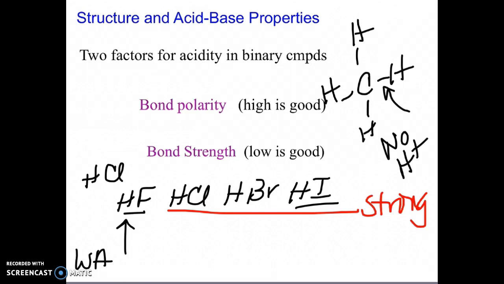HF is weak. The reason why HF is a weak acid is because fluorine is so electronegative that it is able to hang on to this hydrogen more strongly than the other halogens, chlorine, bromine, or iodine, can. So these have a weaker bond here. The HF has the strongest bond.